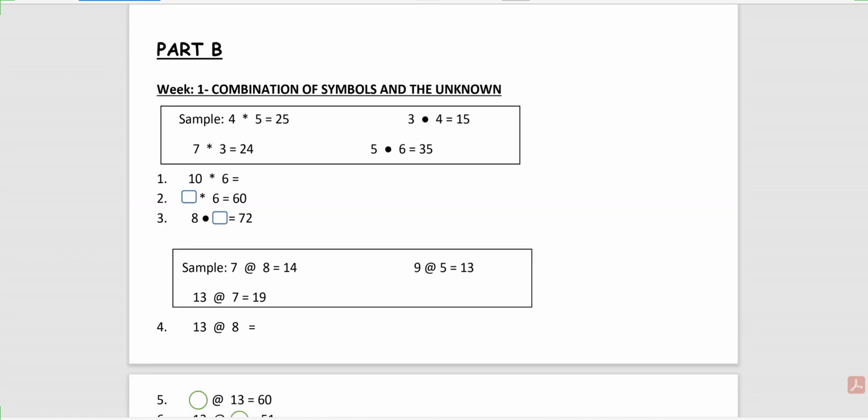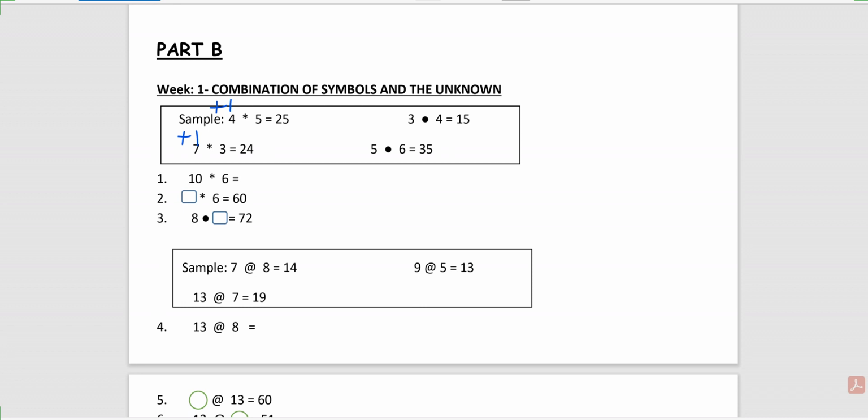Now, down to part B, where you have a combination of symbols and the unknown. Now, 4 asterisk 5 equals 25, and 7 asterisk 3 equals 24. What do you think has happened there? What I see is that I add 1 to the first one and multiply by the second one. 1 plus 4 is 5, 5 times 5 is 25. 1 plus 7 is 8, 8 times 3 is 24.